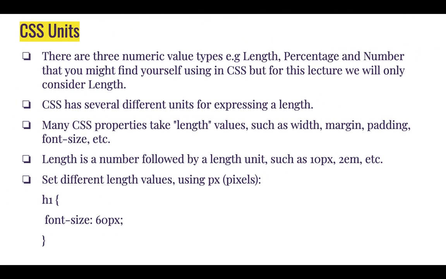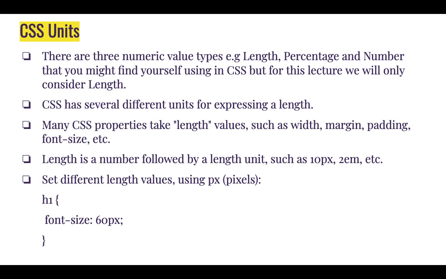There are three numeric value types, e.g., length, percentage, and number, that you might find yourself using in CSS, but for this lecture, we will consider length only. CSS has several different units for expressing a length. Many CSS properties take length values such as width, margin, padding, font size, and so on. Length is a number followed by a length unit such as 10 pixels, 2 em, and so on.